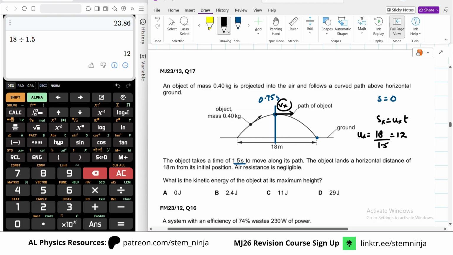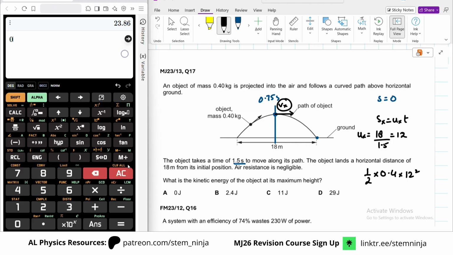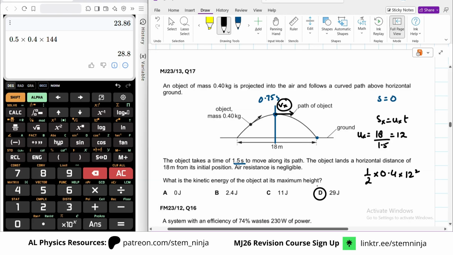So kinetic energy would be just due to this. So half m v squared. So 0.5 times 0.4 times 144 is 28.8, about 29 joules.